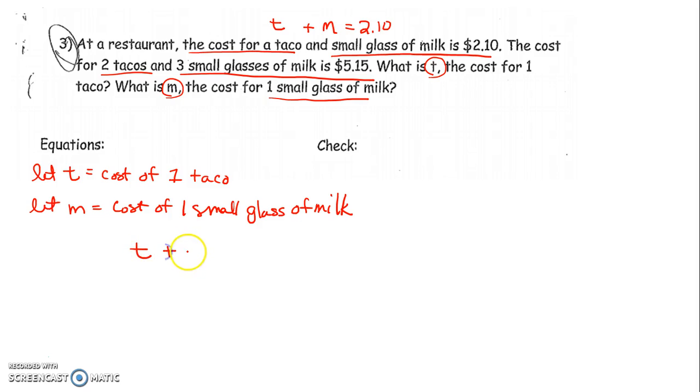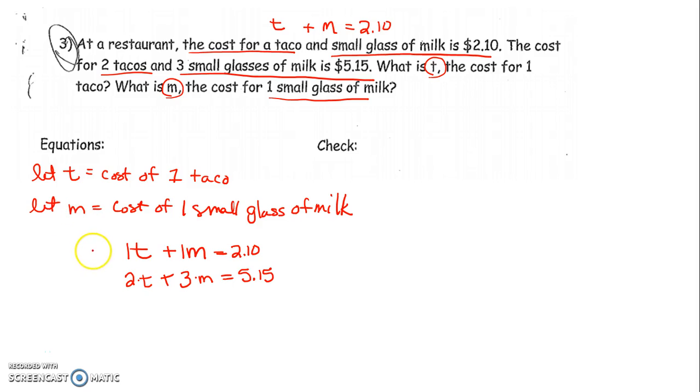Cost of one taco plus one glass of milk, you can put a 1 in front of them if you choose. That will be $2.10. The cost for 2 tacos, so if you take 2 times the cost of one taco, and we're going to add on to that 3 small glasses of milk, so 3 times the cost of one small glass of milk, that total will be $5.15. And we're going to solve this system of equations to figure out how much one taco and one glass of milk will be.